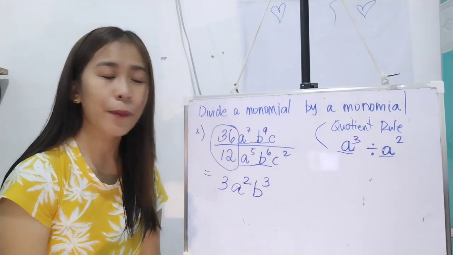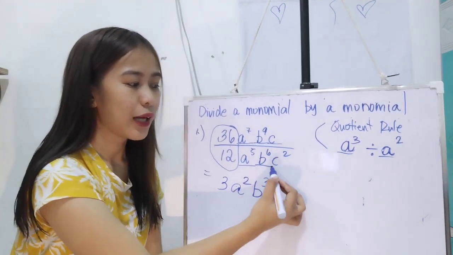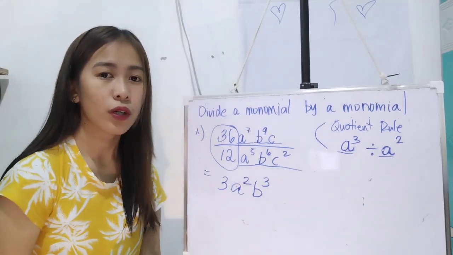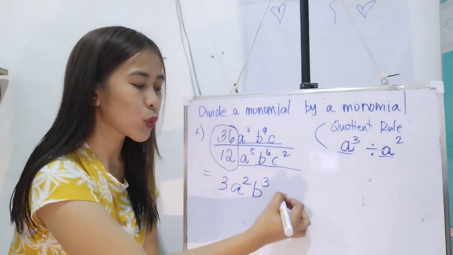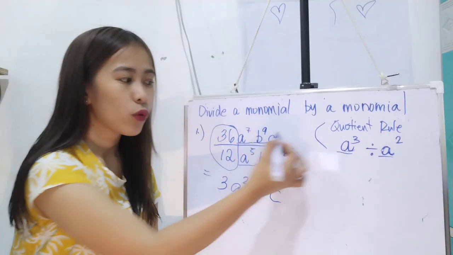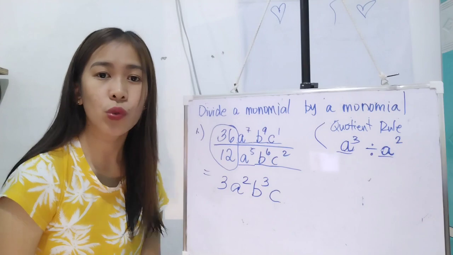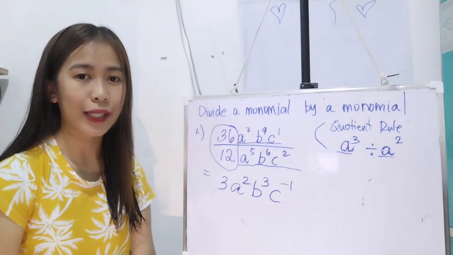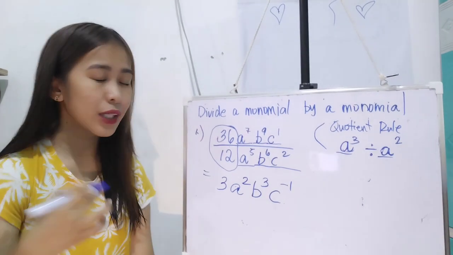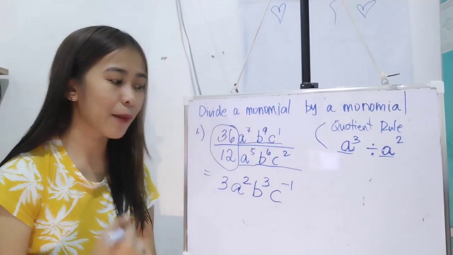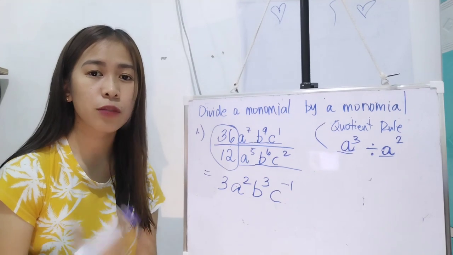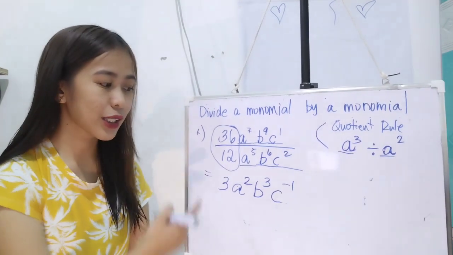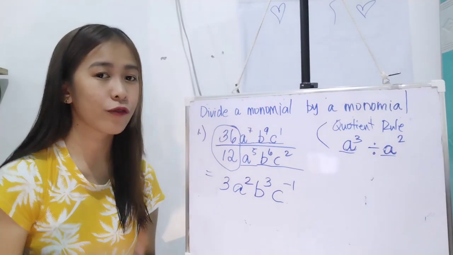Okay? And then, syempre, meron pa tayong c. Ayan. C raised to 1 and c raised to 2. So, what are we going to do with that is to copy c and then 1 minus 2. 1 minus 2, that is negative 1. Okay? And dito, hindi pa tayo tapos. Why? Kasi dapat ay walang negative na exponent when we are talking about a polynomial. Okay? So, this is a monomial, pero dapat walang negative na exponent.